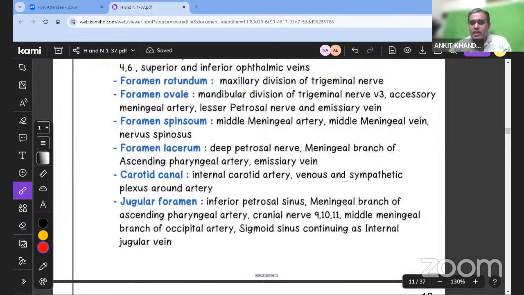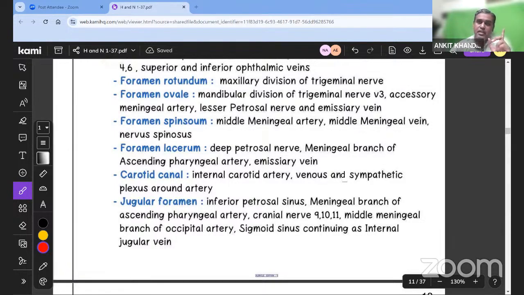And E over here is the emissary vein. E will be the emissary veins. Emissary veins we'll see tomorrow when we look at the scalp anatomy. So for oval, remember the mnemonic is MALE. M is mandibular nerve, V3. A is accessory meningeal artery, L is lesser petrosal nerve, E is emissary vein.